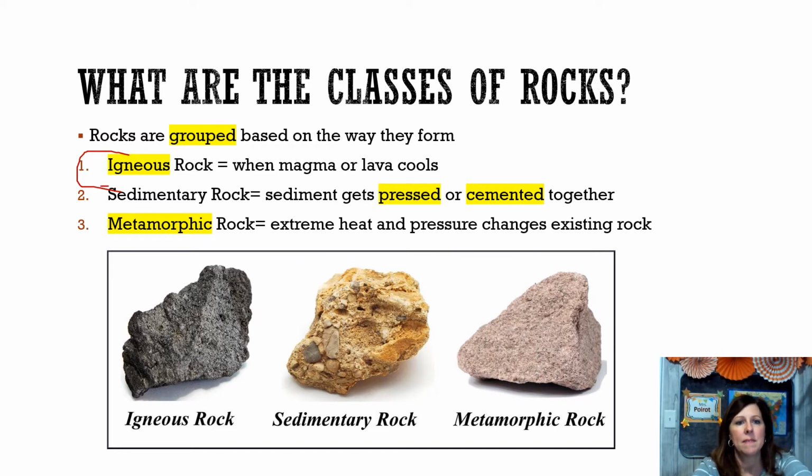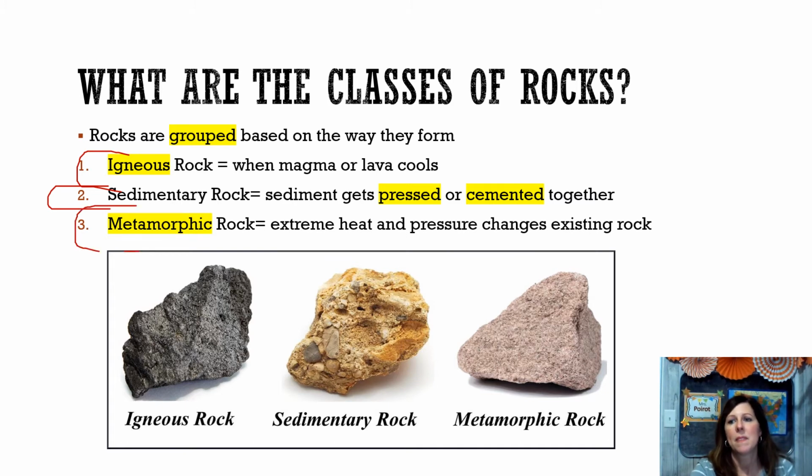Sedimentary rock forms when those sediments that are caused by erosion get pressed or cemented together. They form when minerals that form from solutions or sediment from older rocks get pressed and cemented together.